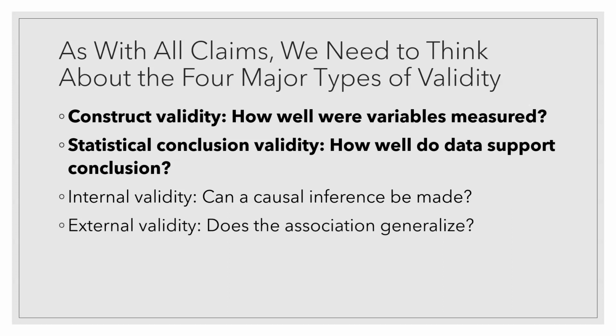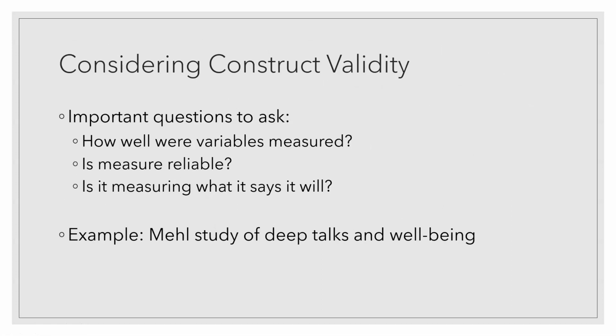And then finally, we have external validity. Does the association actually generalize? Now, you'll notice that I bolded the first 2. It turns out for association claims that we're making through correlations, these 2 aspects are probably going to be the most important ones for us to consider.